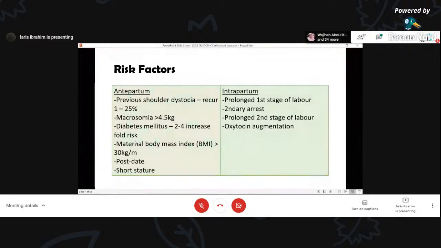arrest, and oxytocin augmentation. So you should know prolonged first stage, prolonged second stage, secondary arrest. This one is completely another topic.